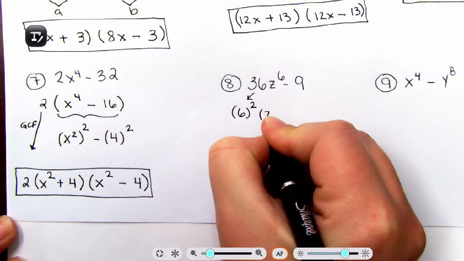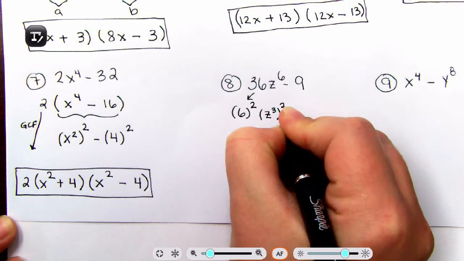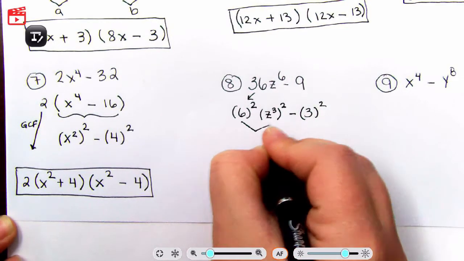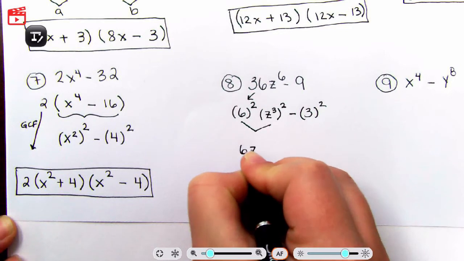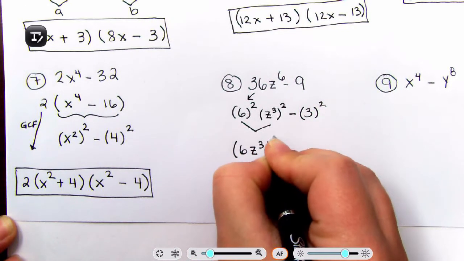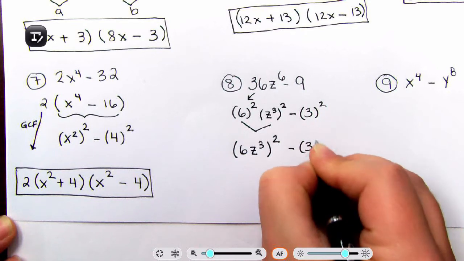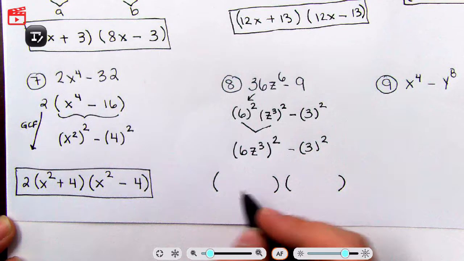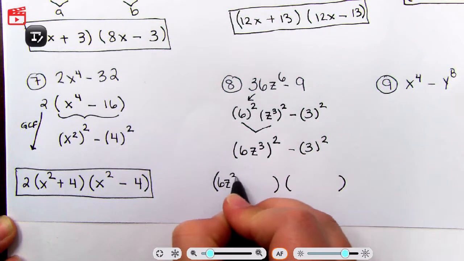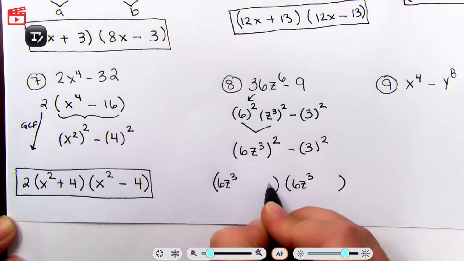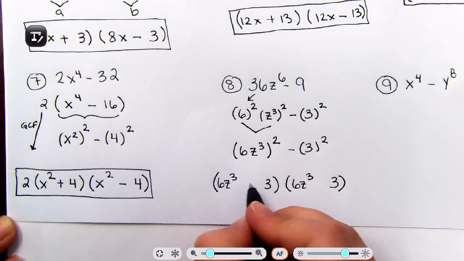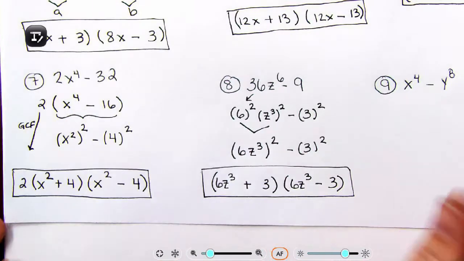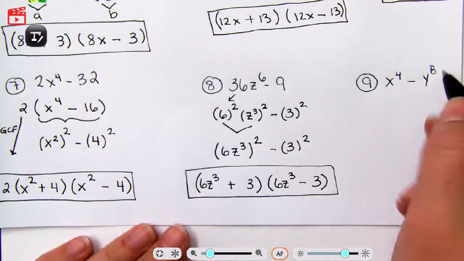Z to the 6th power is z cubed squared. Minus 9 is 3 squared. Again, we want to put these together. So I have z cubed times 6 squared minus 3 squared. And again, we want our a plus b, a minus b. So I have 6z cubed as my a. I have my 3 as my b. One is plus, one is minus. Here is our answer. Try one more time here for example number 9.